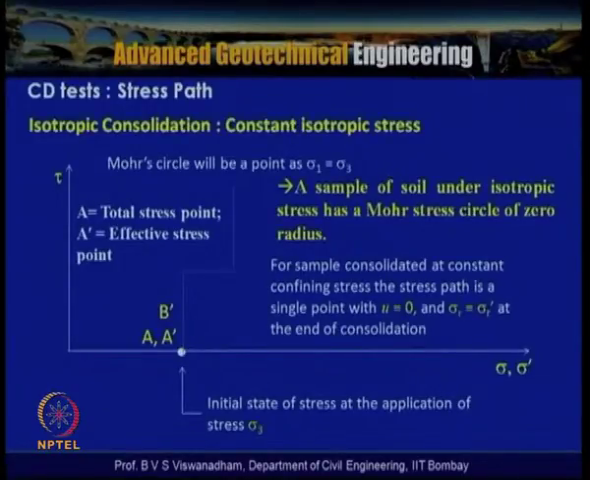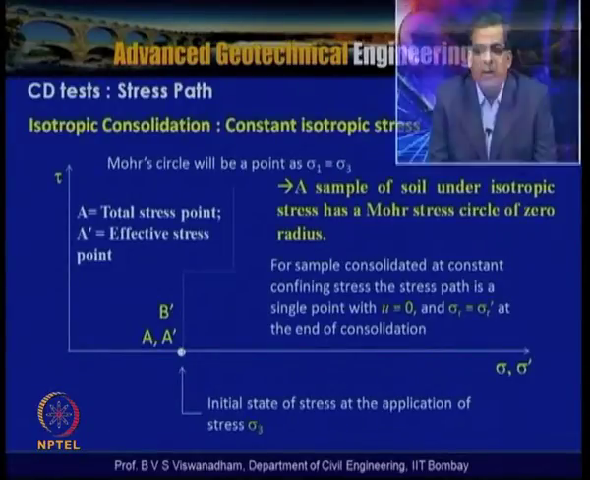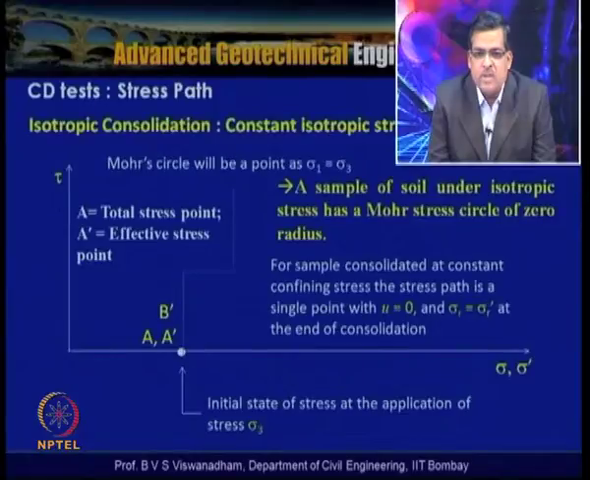Now let us consider the consolidated drained tests and stress paths. When we have isotropic consolidation, the constant isotropic stress, that means that we have equal stress in the vertical and horizontal direction. In that case the Mohr circle is nothing but a point. A sample of soil under isotropic stress conditions has a Mohr circle of zero radius, which is nothing but a point.